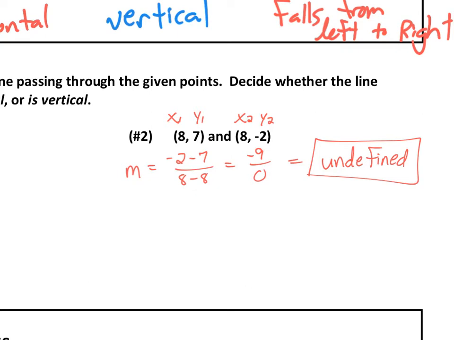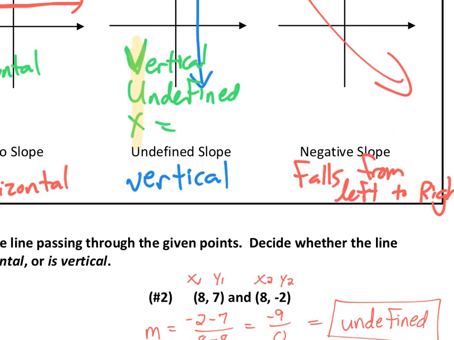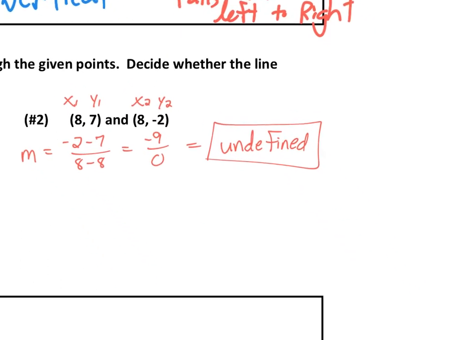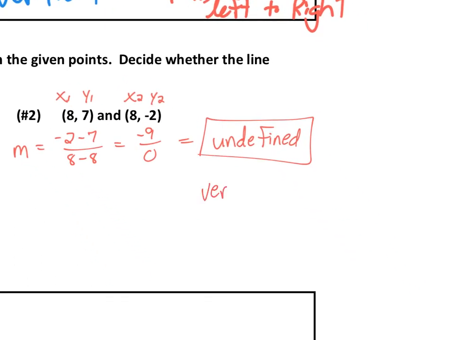And for undefined, think HOY VUX. VUX has a U. Undefined is going to be a vertical line. So it's undefined and it's vertical.